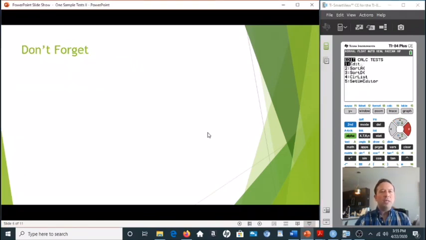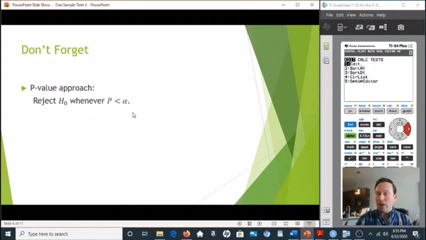Okay, so also don't forget the p-value approach, which is actually the approach we will use using our technology. It's a much faster and convenient approach to hypothesis testing. So remember that we reject the null hypothesis whenever your p-value is less than alpha. And alpha, remember, is the amount of error, or type 1 error. Okay? So if your p-value is less than alpha, you reject the null. Otherwise, no rejection.